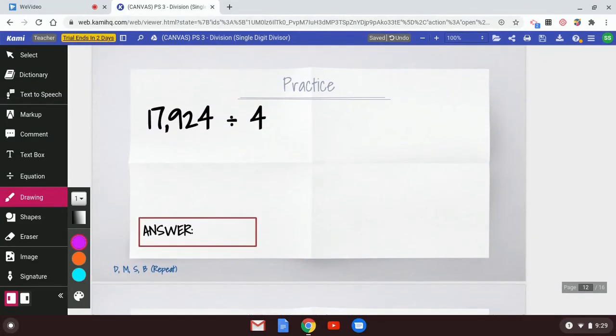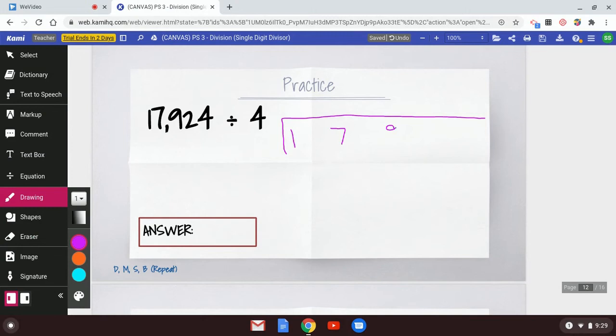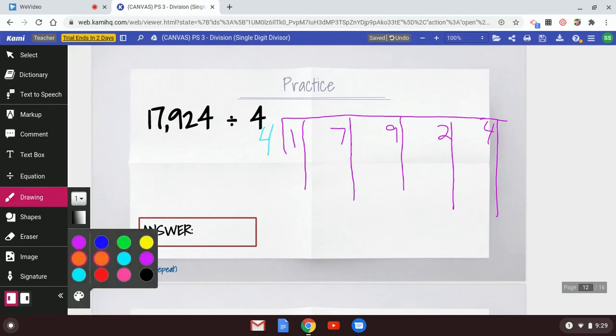All right, let's do that expanded method again. 1, 7, 9, 2, 4. And then we just kind of split it at the back of each digit, like this. Get my different color. Oh, I forgot to put my divisor out there.